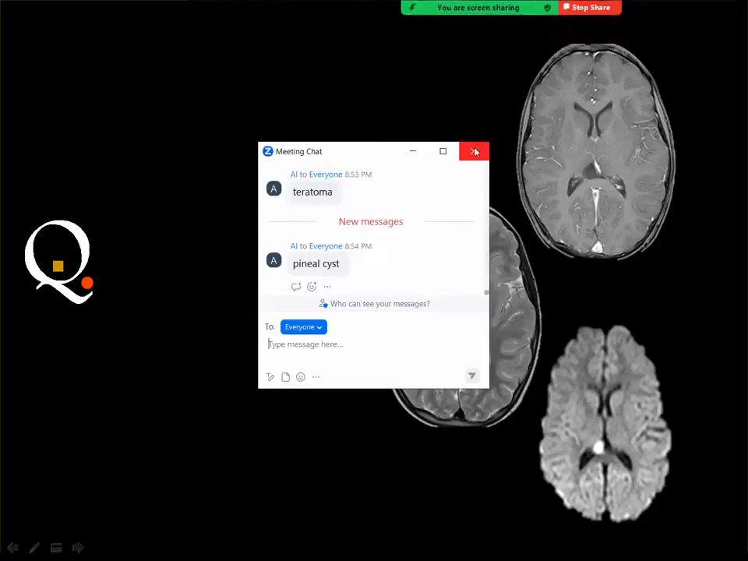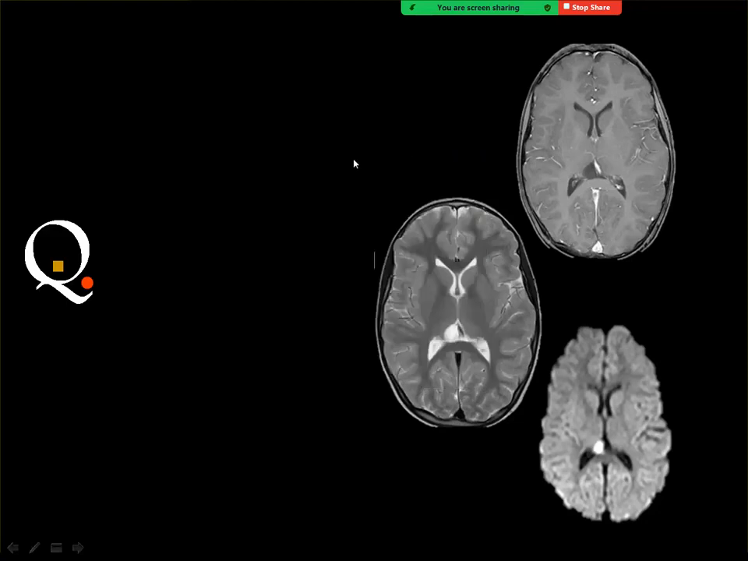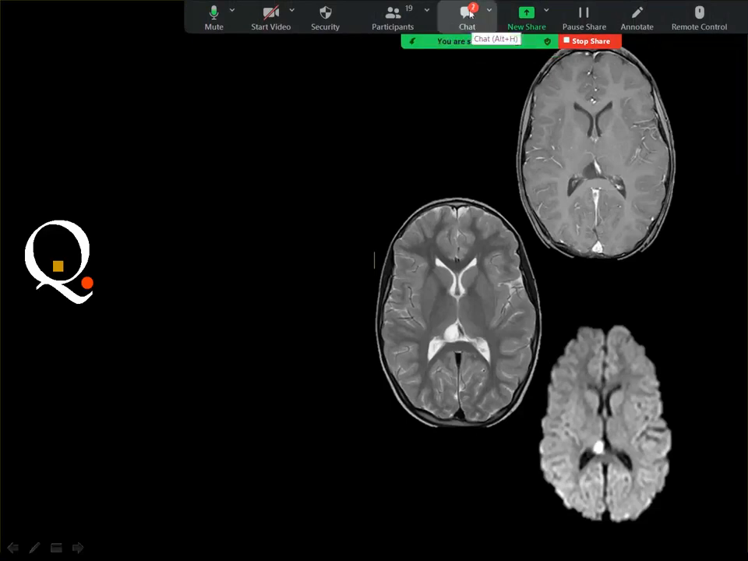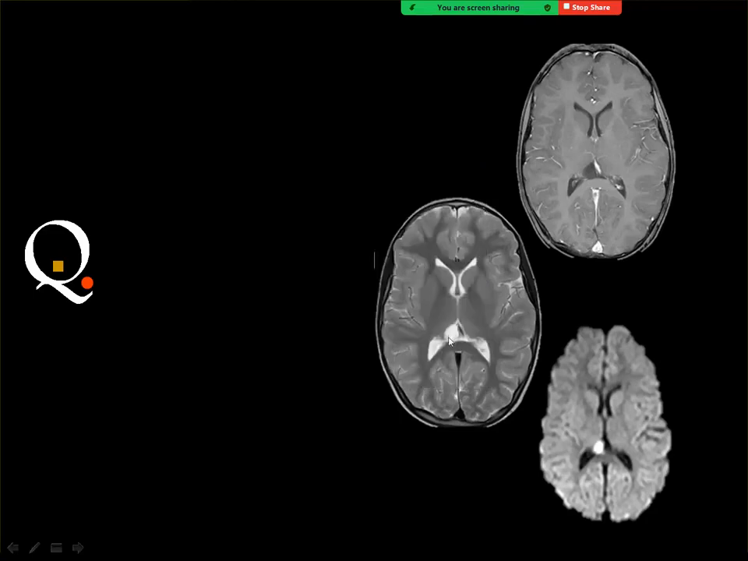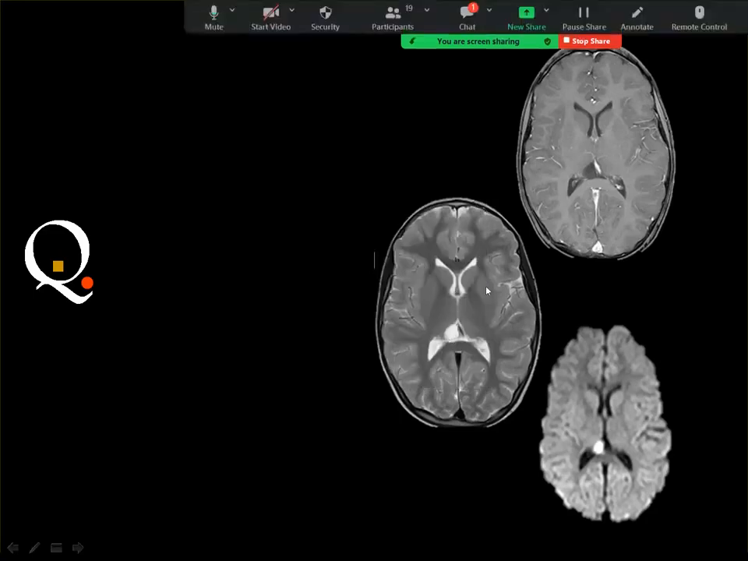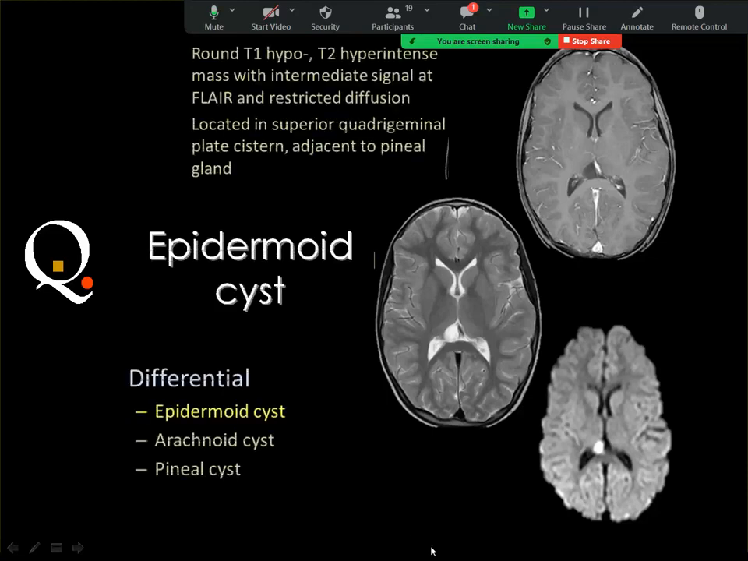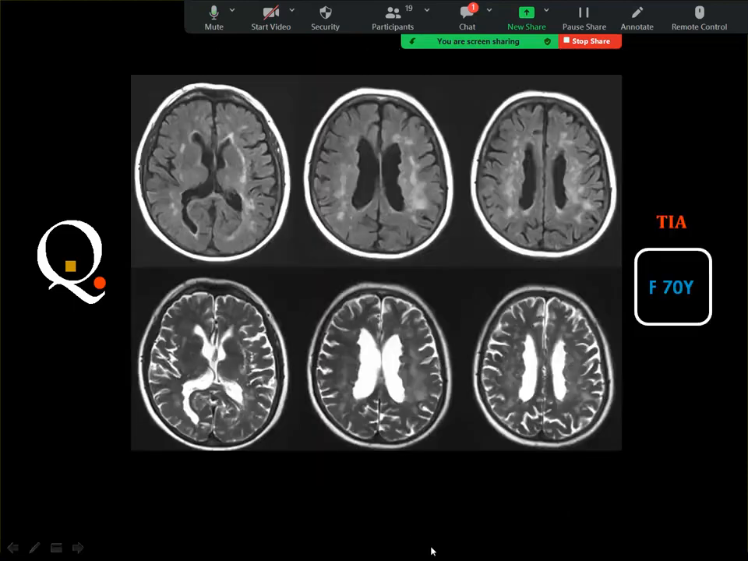Now, the pineal cyst is a midline lesion, and the only cyst which produces diffusion restriction is the epidermoid cyst. And this is not the site of colloid. Colloid cyst is located here at the foramina of Monro, but this cyst is located in the quadrigeminal cistern, is of low signal in the T1, high signal in the T2, does not enhance, shows diffusion restriction, diagnostic of epidermoid cyst. Next case.